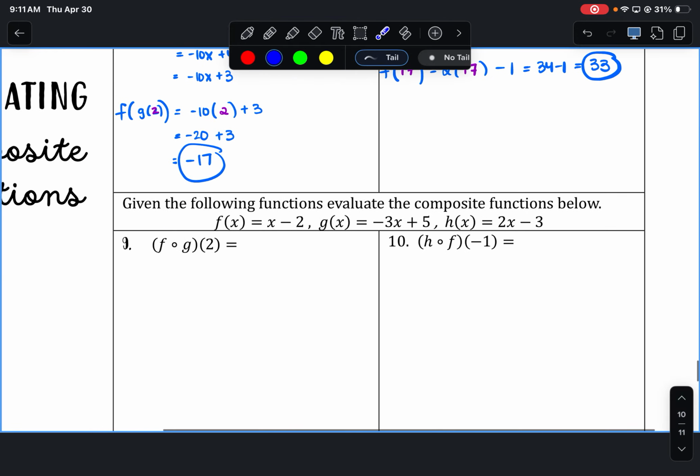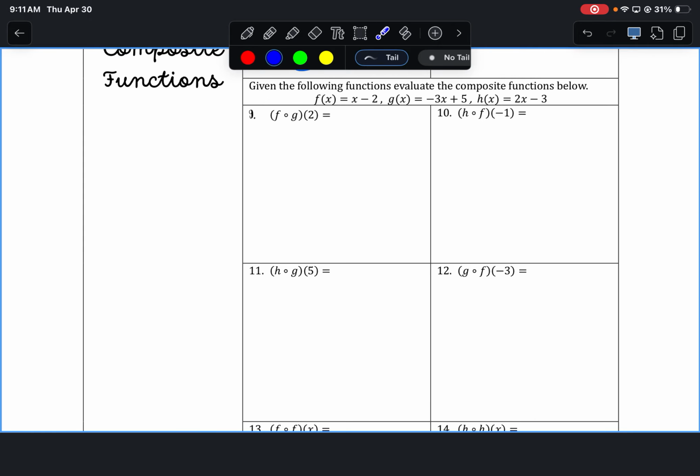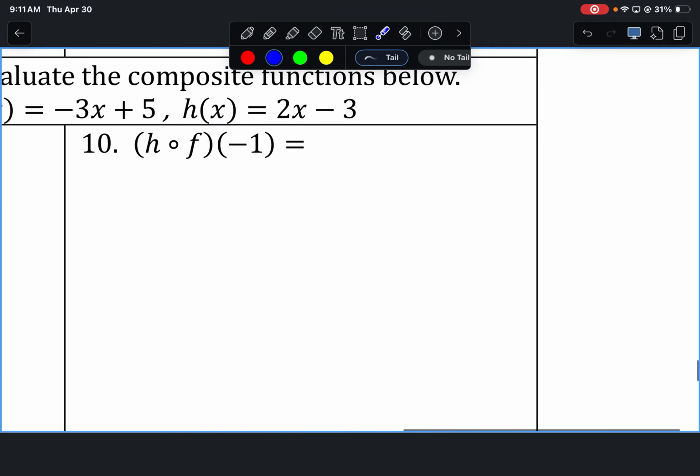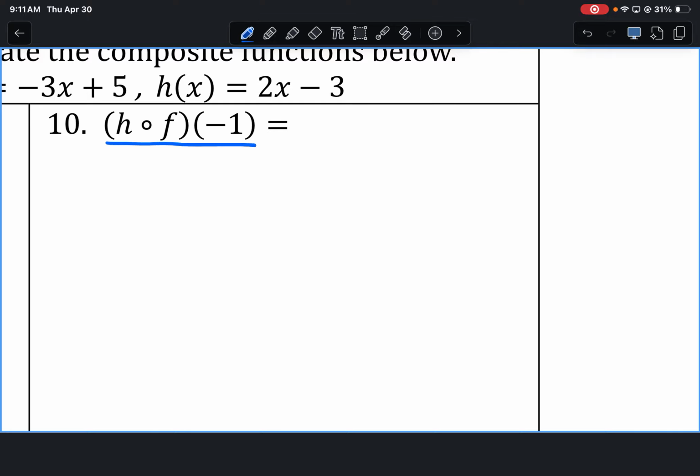All right, so which method do we like better? First one. Okay. Well, let's just do some of each, and then we'll do half with one method, half with the other method. Does that work? All right. So we will do number 10 with method 1. Okay, so how do I read this right here?